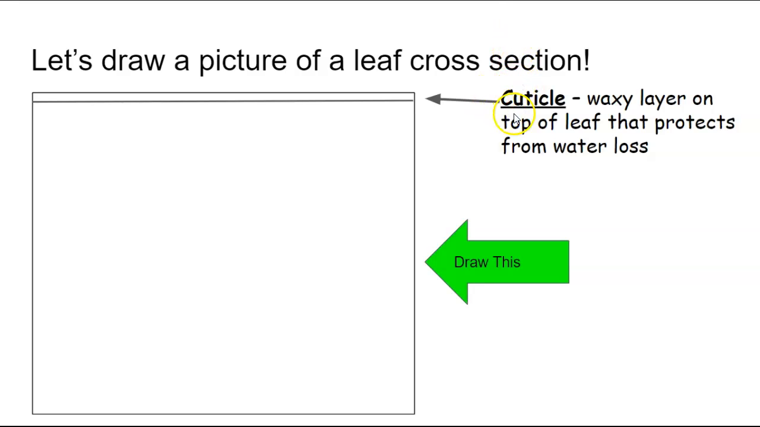So the cuticle, what you're going to be writing here is that it's the waxy layer on top of the leaf. And the reason we need waxy stuff on top of the leaf is to protect it from losing water. You all know what happens to leaves when they don't get enough water. They shrivel up, they wilt and they die. So one of the things that plants have is this waxy layer, and this helps them from losing too much water. Some plants have a bigger cuticle than other plants if they need to trap in more water.